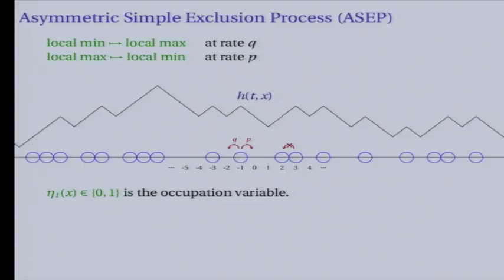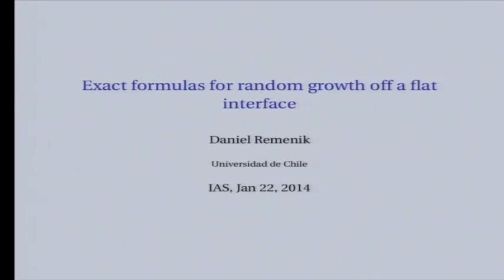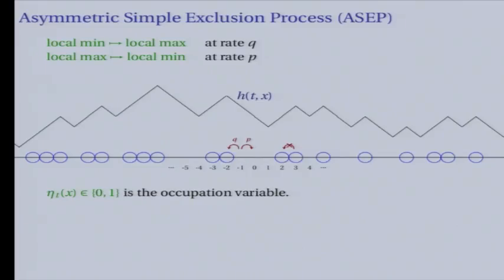So when a particle jumps to the left, say, this local minimum here is going to turn into a local maximum. Right? A particle jumping just changes this local minimum to a local maximum. So that's going to be strictly one dimension. Yeah, this is only in one dimension. Of course, one can define the asymmetric exclusion process in every dimension, but not the height function, not in this way.